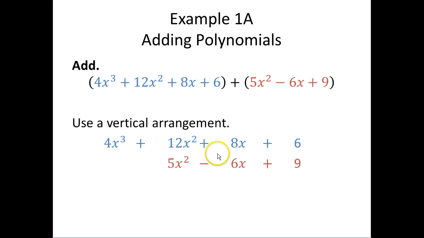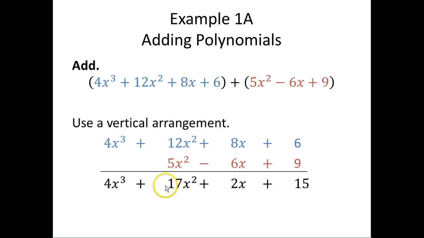Alright, so then underneath it I can write the second polynomial once again in standard form. However, I need to make sure that I align like terms. I put the x squared terms under the x squared terms, the x terms underneath the x terms, and the constant terms underneath the other constant term. Notice here that my second polynomial has no x cubed term, so I basically just leave that blank.